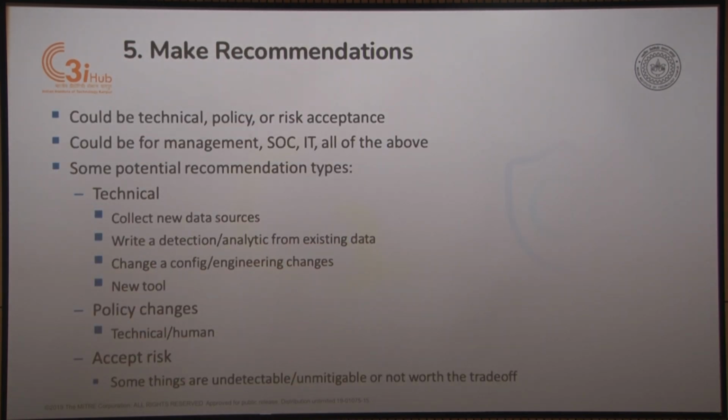Now, based on our analysis and our assumptions, we have to make the recommendation. But while making a recommendation, we talked only about technical things, and it should not be only a technical recommendation. It can be related to technique, policy or risk acceptance. With risk acceptance, one can accept the risk if it is bearable for the victim organization. Also, this recommendation could be for the management team, the security operations center, IT, or even all of the above. So, the potential recommendation types are technical, policy and accept risk.